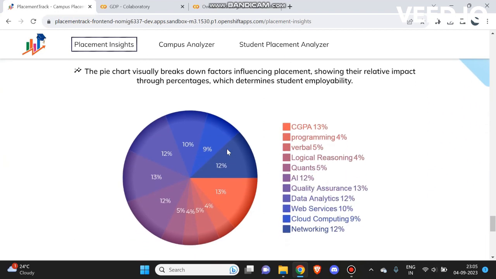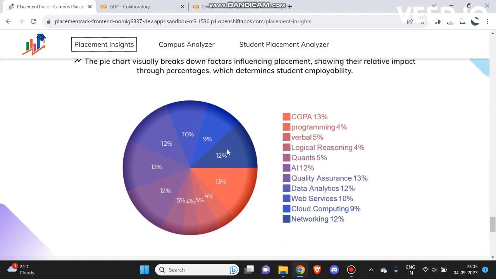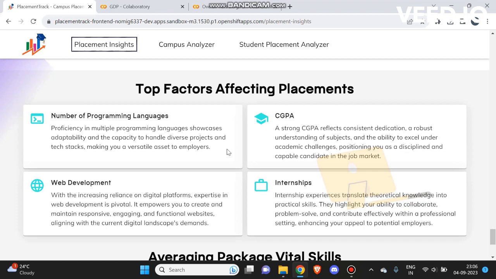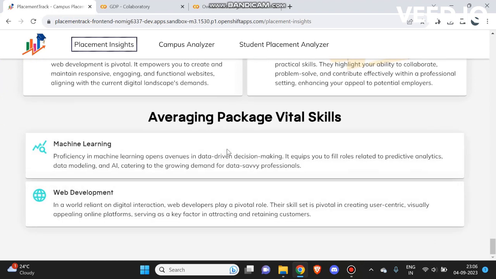And then key placement influences: they are CGPA and then some of the technical skills like web services and data analytics. And the topmost factors which are influencing the placements are the number of programming languages, CGPA, internships, and web development. And then finally, what are the technical skills to be learned by the students to get the average package? They are machine learning and web development.